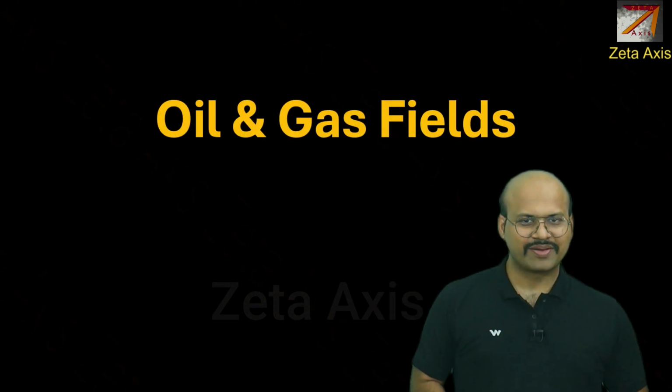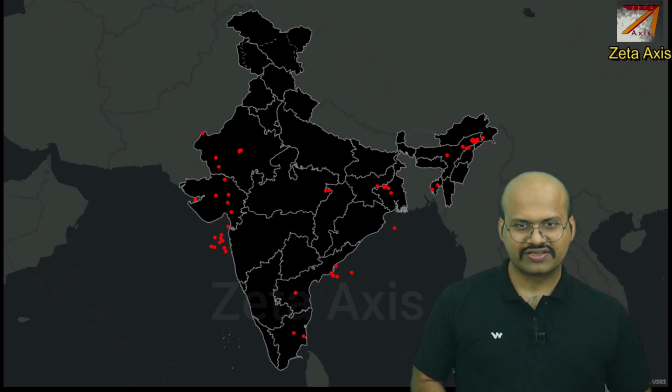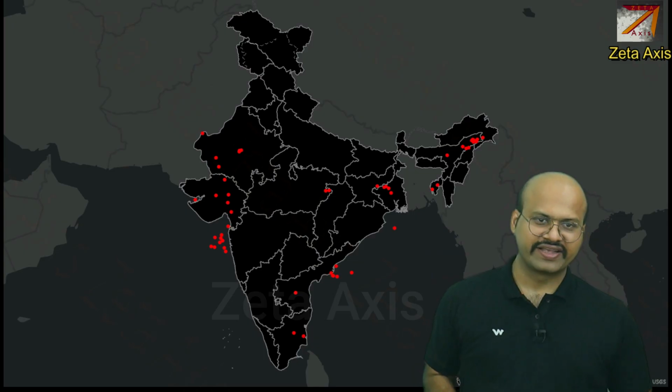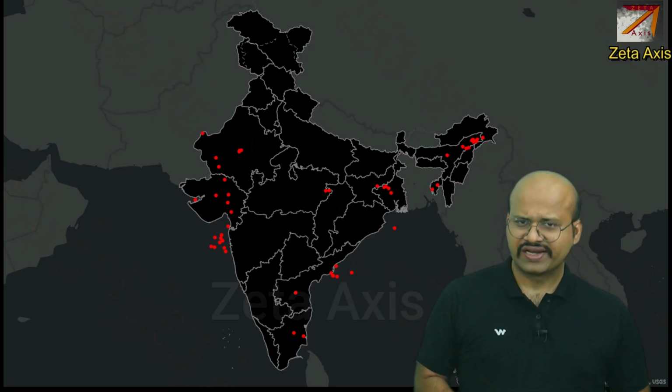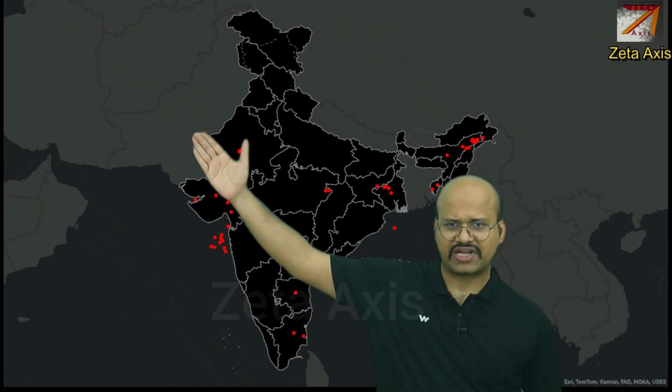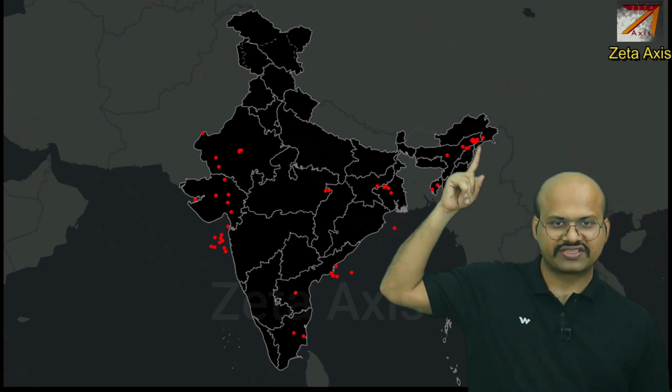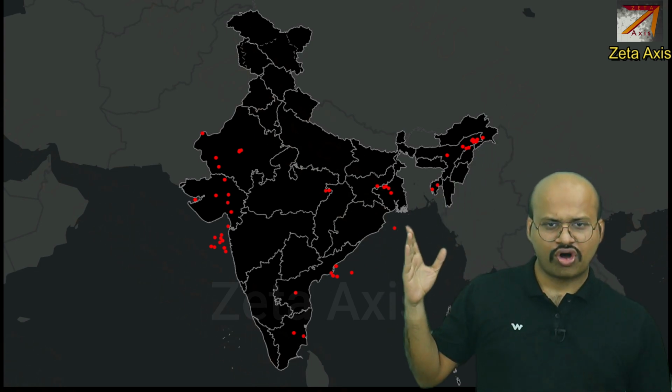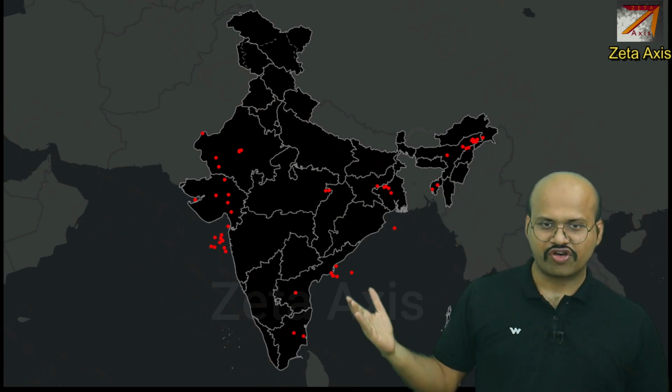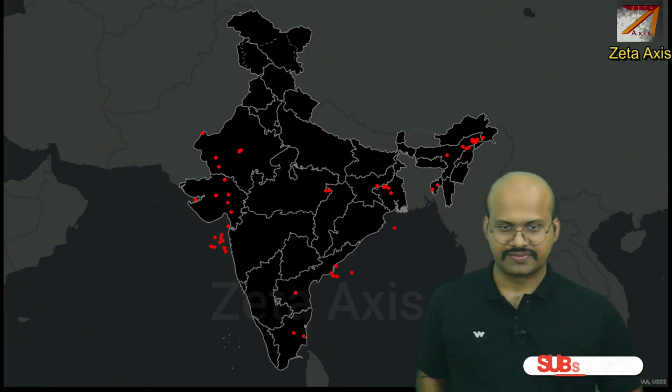Now let's see some oil and gas stations in India. So here is India, and these red dots indicate the stations within India. We can see that the stations are spread right from Rajasthan to Arunachal Pradesh and Assam. We have some offshore stations both in the Bay of Bengal as well as in the Arabian Sea.